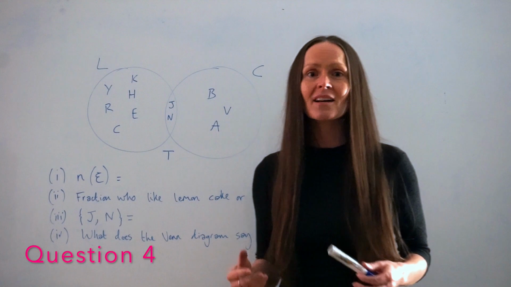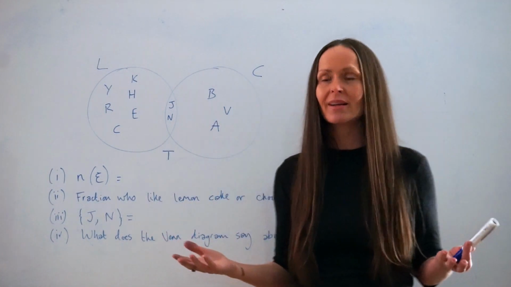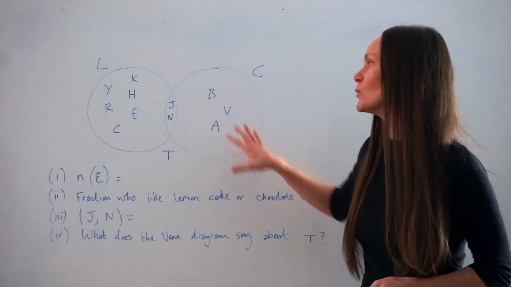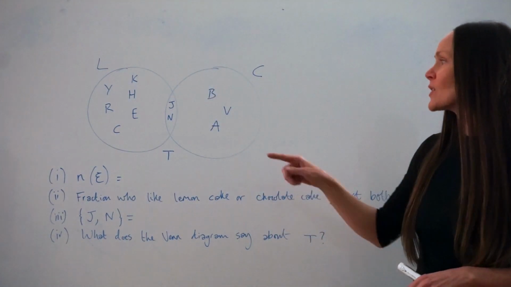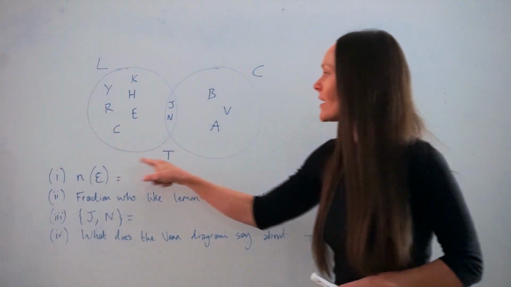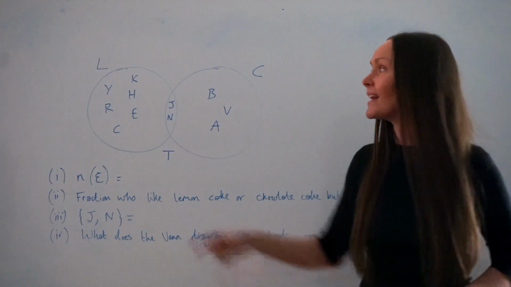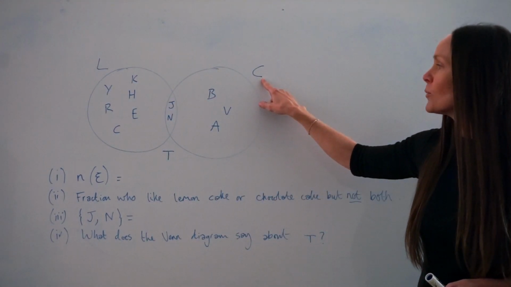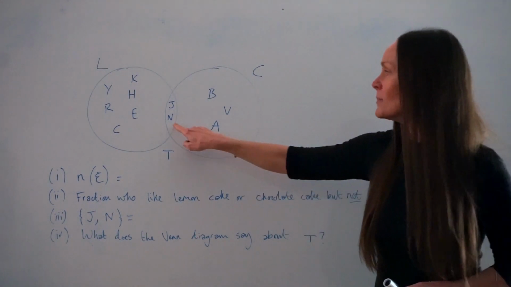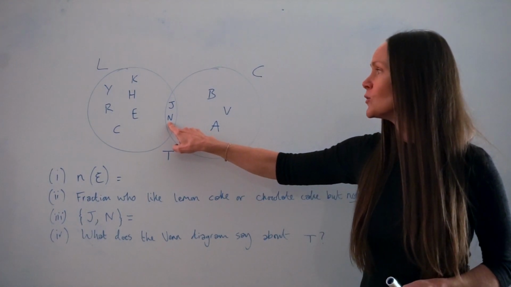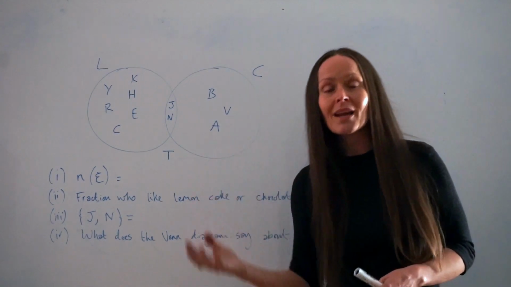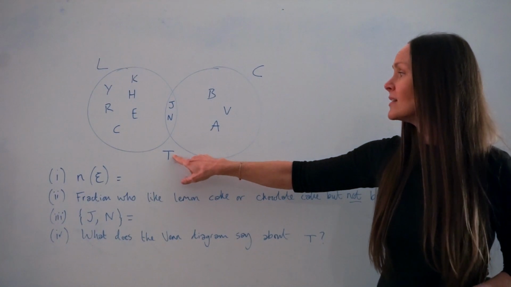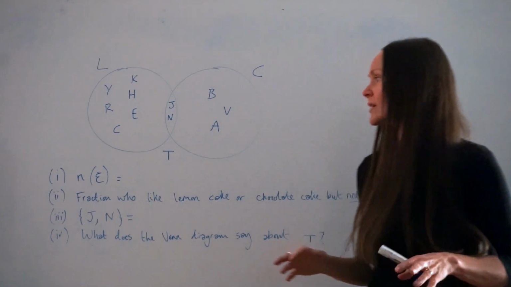A baker asks his customers whether they like lemon cake or chocolate cake, and these are his responses. Okay, so I've just written down the first letter of all the names just to speed things up. In this circle here, set L, this includes all the people that said they like lemon cake, and then in this circle C, this includes all the people that like chocolate cake. In the middle here, the intersection part of the two sets, these are the people that like both lemon cake and chocolate cake, and we can see there's one person outside the sets. This person doesn't like lemon cake, doesn't like chocolate cake, okay?